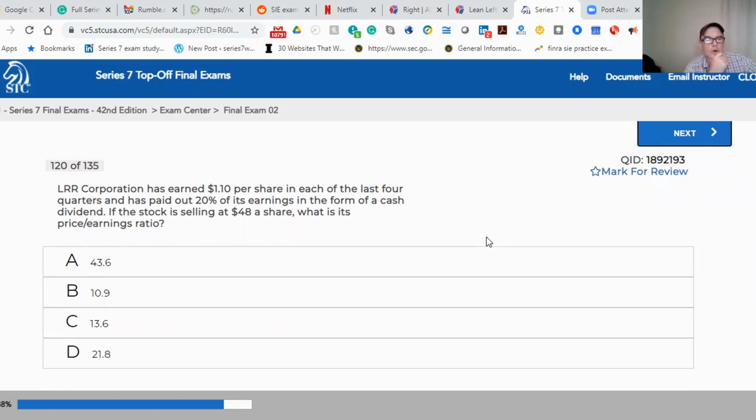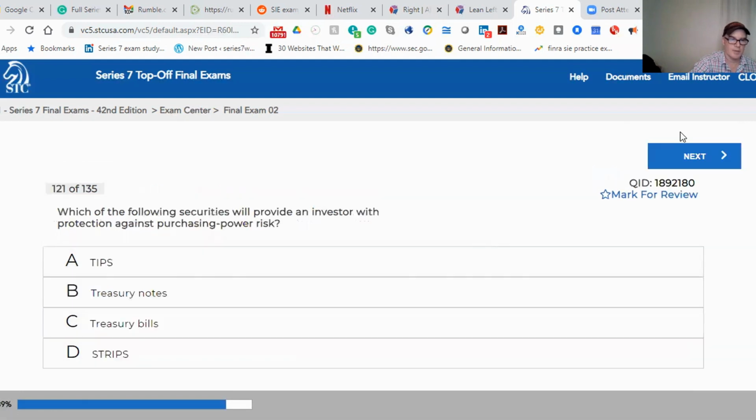Okay. LRR Corp has earned $1.10 per share in each of the last 4 quarters and has paid out 20% of its earnings in the form of cash. If the stock is selling at 40 a share, what is the price earnings ratio? How do I figure this out? Okay. So earn $1.10 a share, and it has 4 quarters. So that's $1.10 times 4, that's $4.40. The dividend part doesn't matter. I'm tired, so I could have done this easier. So I'm going to do market price of 48 divided by the earnings per share, which is 4.40. Divided by 4.4 gives me 10.9. Is that an answer? Boom, that better be the right answer. I'm getting tired, so I'm definitely going to make a mistake here.